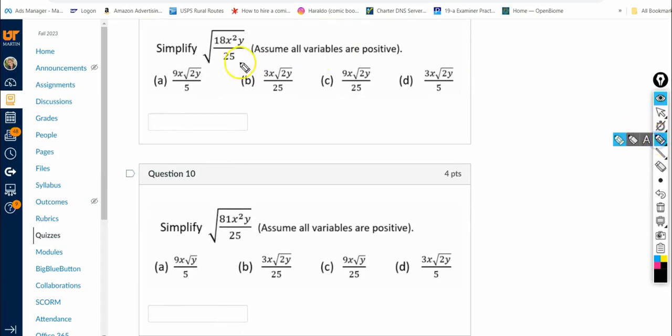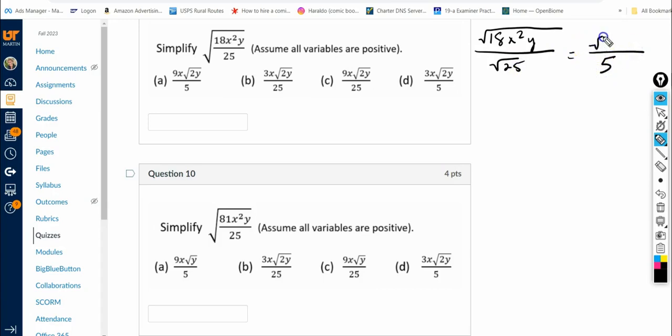Well, the first thing I notice here, it's a square root of a fraction, and you can split that up into the square root of the numerator and square root of the denominator. And the square root of 25 is 5. So I'm going to have 5 as my denominator. Okay, so now let's look at the numerator.